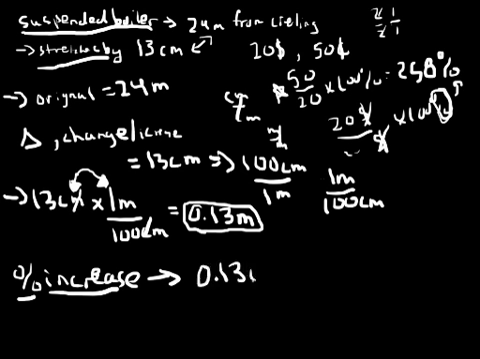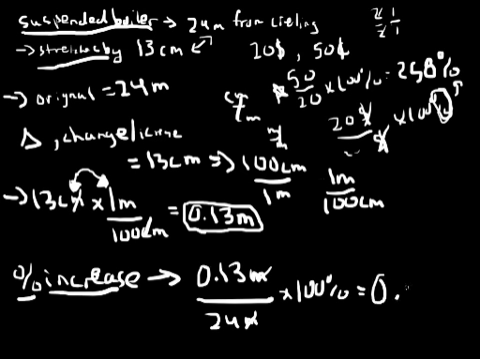So you have 0.13 meters. That's how much it changed by, divided by, what did we have? We had 24, times 100%. So the meters cancel out. You don't really have to write the meters, but it's a good habit so you know that you have the right units. So you punch it into your calculator, 0.13 divided by 24 times 100, and you have 0.54%, and that's your final answer.